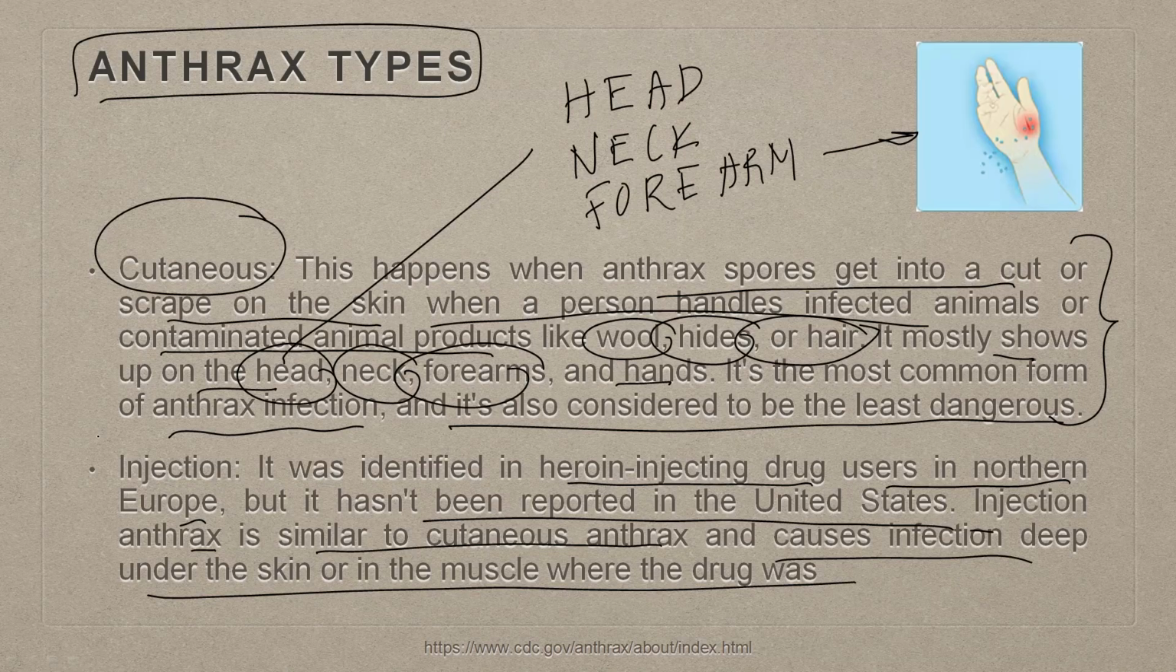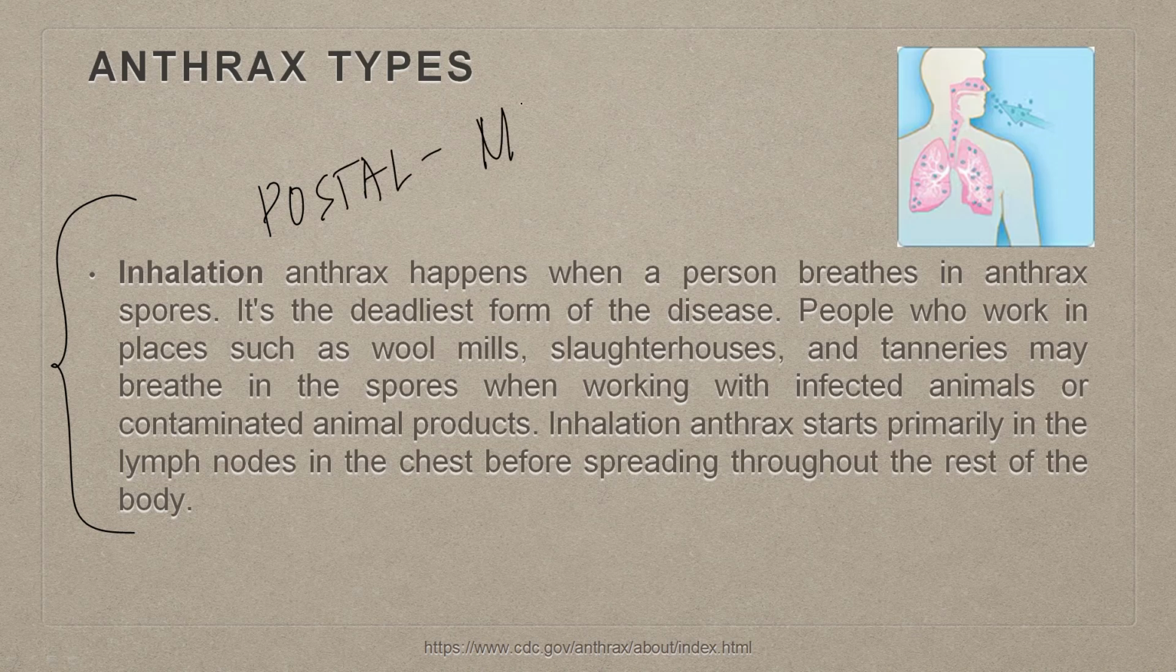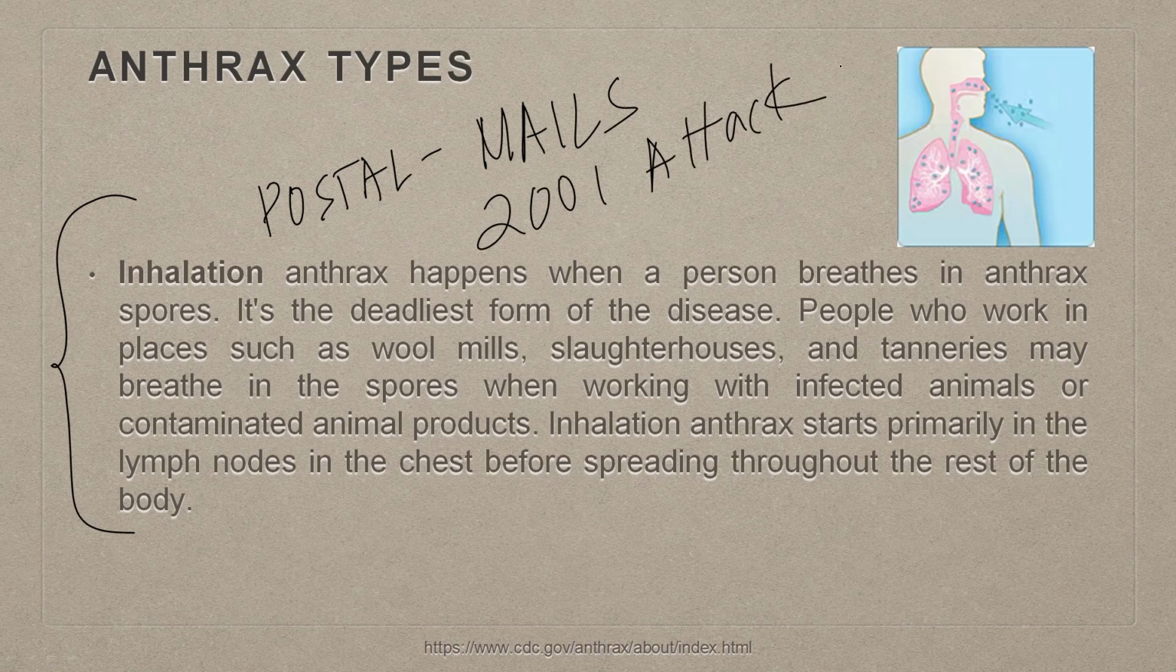It is no more on the cutaneous surface, and that is why we said cutaneous ones are the least dangerous, because it is not getting into your bloodstream so easily. There are innate immunity and adaptive immunity to take care of it. Now, next is inhalation anthrax. What exactly happened in the postal mails brings you to the 2001 attack, which was essentially designed for inhalation anthrax.